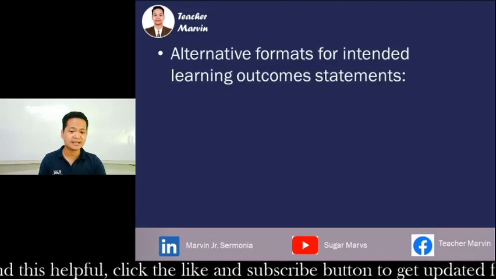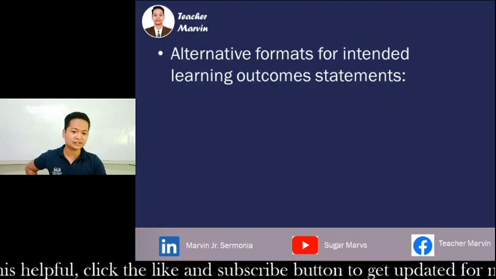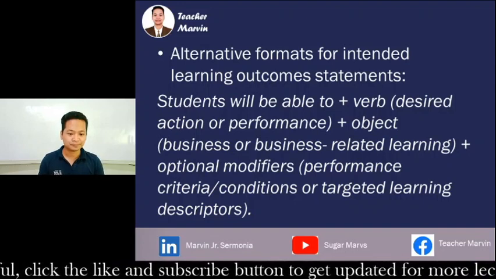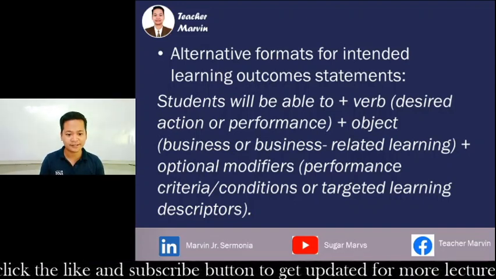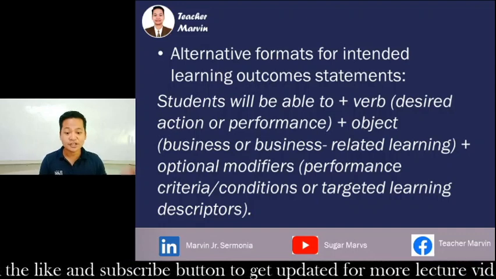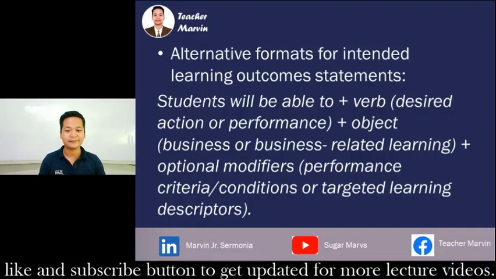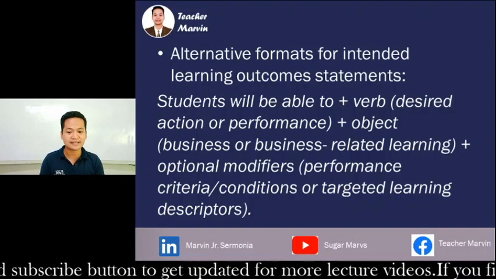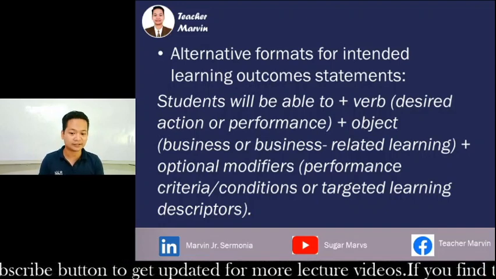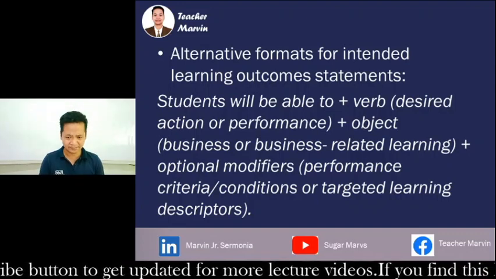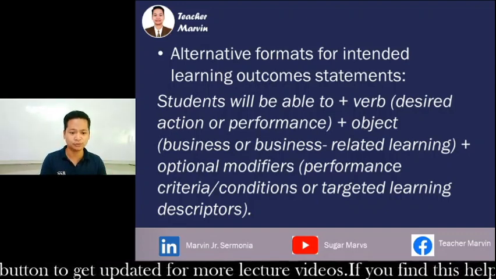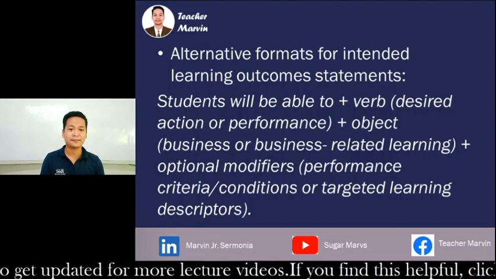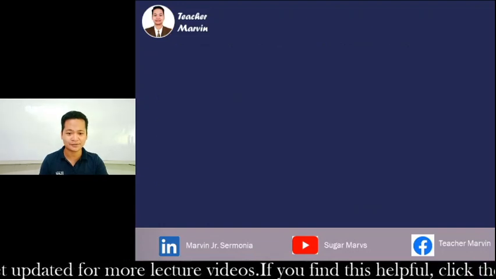Okay, here is the alternative format for learning outcomes statements. So students will be able to, okay, plus verb, the desired action or performance, plus object, plus optional modifier. Again, no? General statement, students will be able to, or at the end of the class, at the end of the period, at the end of the lecture, depende sa format ninyo, no? Students will be able to plus the verb, plus the object, and plus the optional modifier. So let's see, no, kung paano yan isusulat.